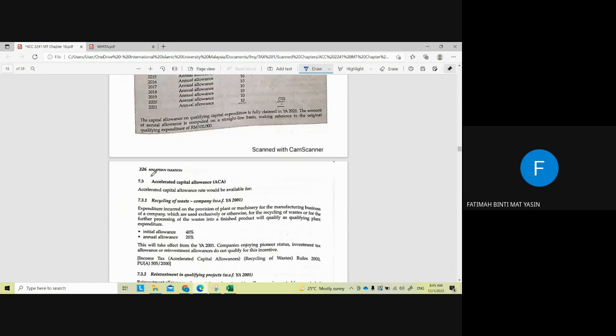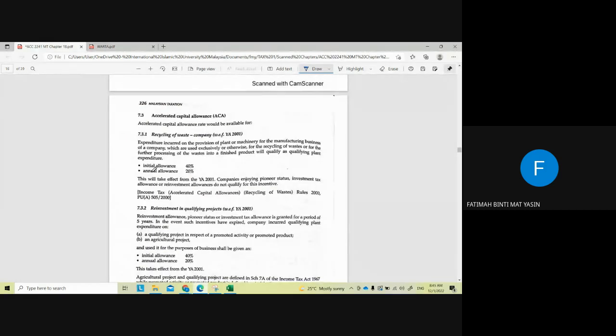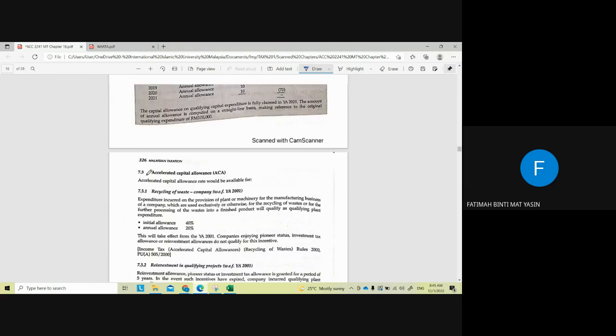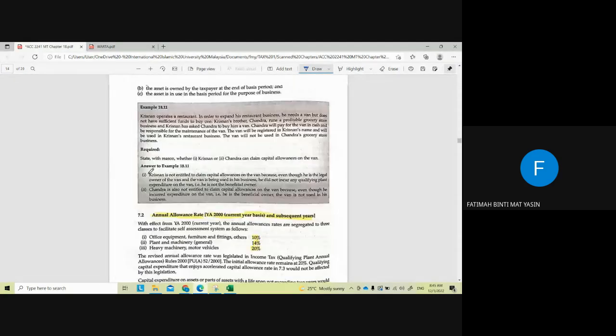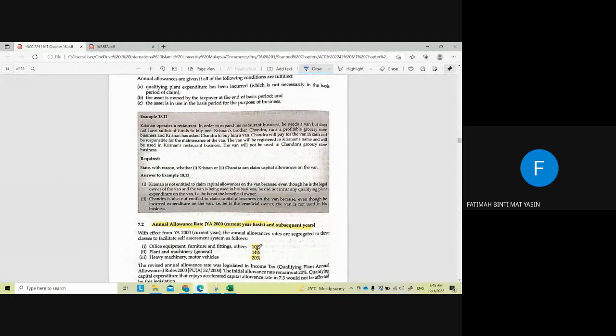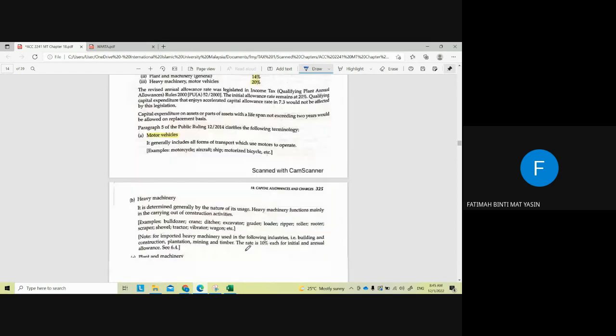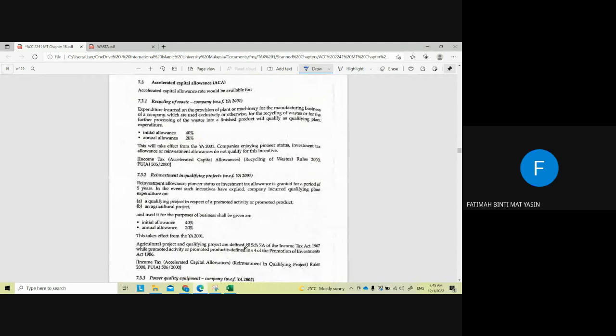So this one is accelerated capital allowance, where the government gives a higher rate for the capital allowance compared to the one that we have here. Here the rate for the initial allowance is usually 20% for most assets. The accelerated capital allowance is basically the incentive given by the government for companies, whereby the company can make a claim for their capital allowance earlier than the normal one. For example, if you look at this one, recycling of waste.